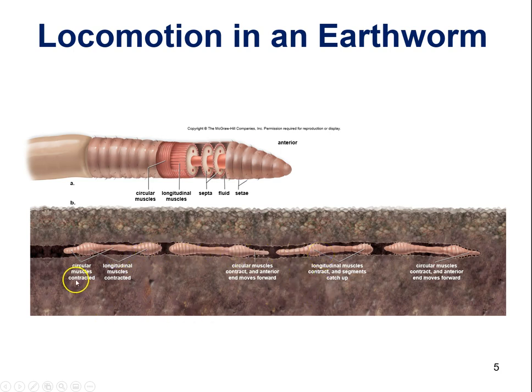And so again, you can see when the circular muscles are contracted, the longitudinal, and then this is showing you both the circular muscles and the longitudinal muscles contracted. This is showing you then the circular muscles just contract and then it can move forward, right? The longitudinal muscles contract and the segments sort of catch up. Okay, so you can see that movement. If you think about how an earthworm moves, you can think about this coordinated movement between the contraction of the longitudinal muscles versus the circular muscles, okay?